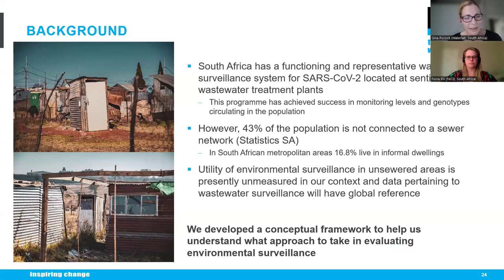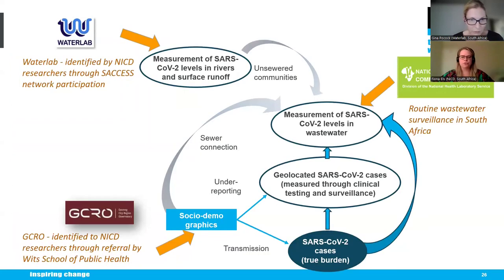The challenge, though, is to relate this environmental sample data to the relevant population. It's not as easy as when you're working with a sewer system where you know exactly who's contributing, and then to correlate this with the confirmed clinical cases in the area. So to actually determine the true SARS-CoV-2 disease burden, we would need our geolocated SARS-CoV-2 clinical cases, which is collected from people who test with a swab in the nose or in the throat, and then also the measurement of SARS-CoV-2 levels in wastewater. So the NICD mostly does that part of monitoring and surveillance.